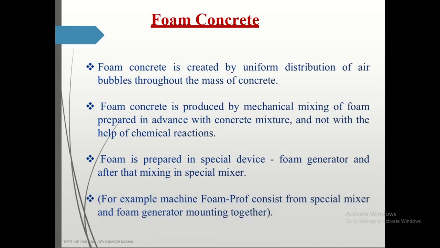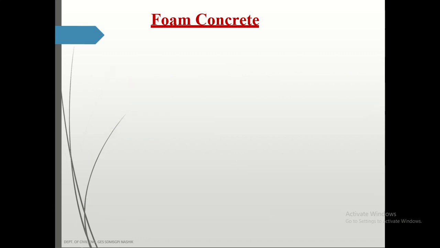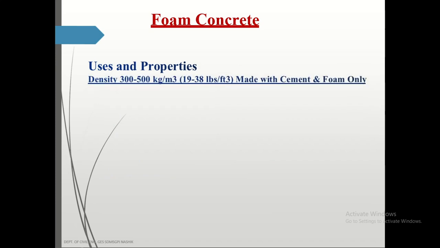For example, a foam machine consists of a special mixer and a foam generator mounted together. Some foam machines have both the foam mixer and the generator, meaning both are in a single machine. Now the uses and properties of foam concrete.